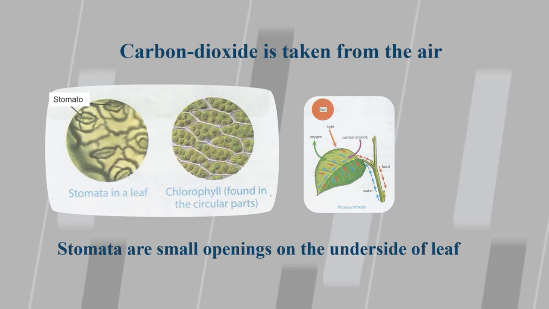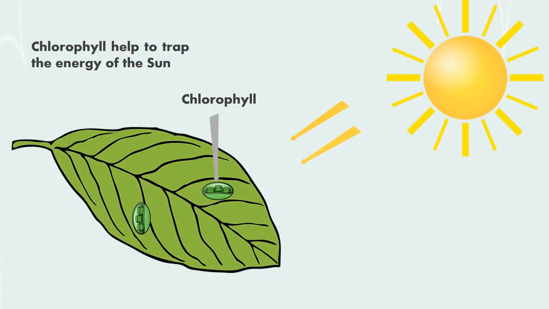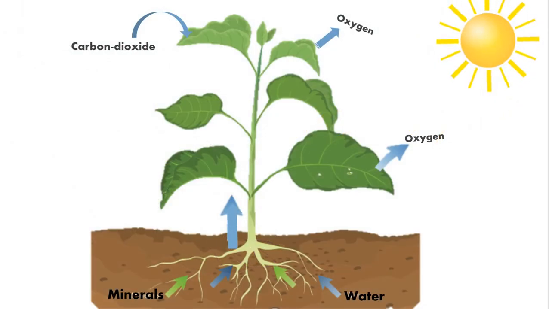Why are the leaves of plants green in color and not pink or blue? It is because they have a green pigment called chlorophyll, which gives the leaves their green color. And this chlorophyll is responsible for trapping the energy of sunlight. Using the energy of sunlight, leaves use water absorbed by the roots and carbon dioxide which enters through the stomata of the leaf to prepare their food.